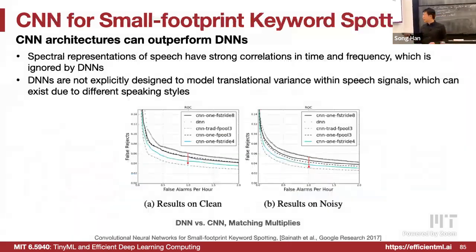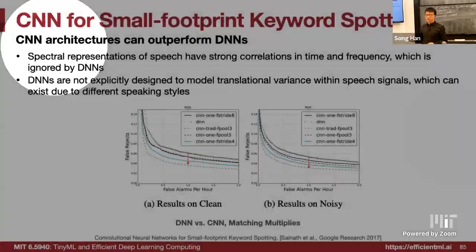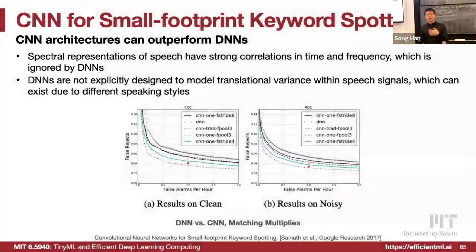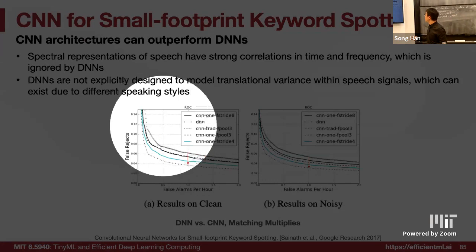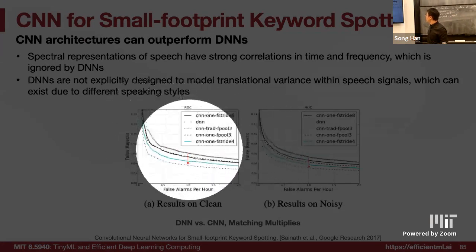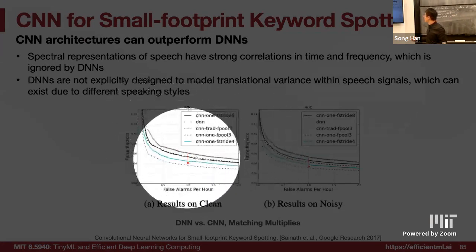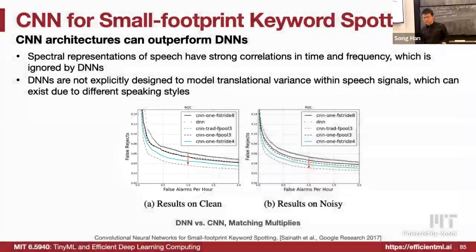You can usually outperform the fully connected layer using a convolutional layer, since there's a locality relationship in time versus in frequency, adjacent time versus adjacent frequency. Usually the signal has relationships, so we want to capture those local relationships by convolution. And here we can see the false reject on the model is really better than the FC layers.